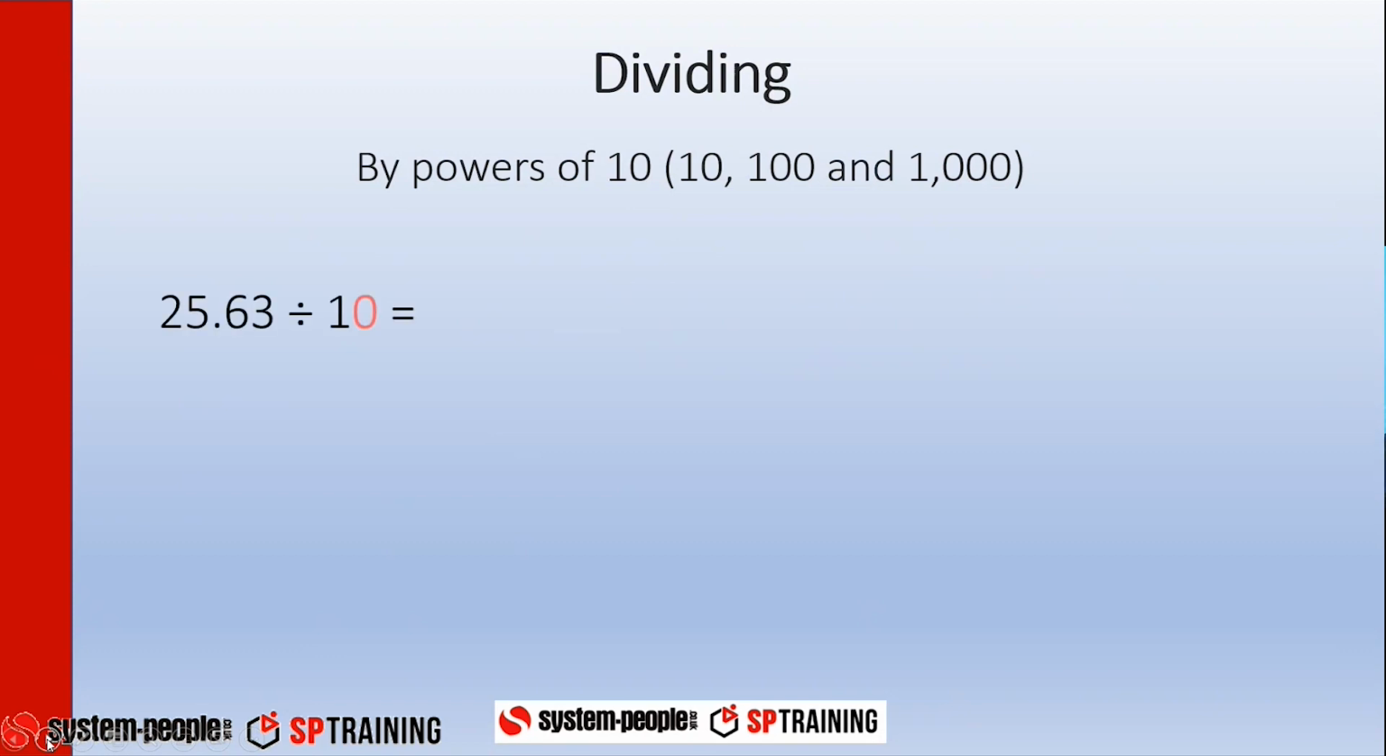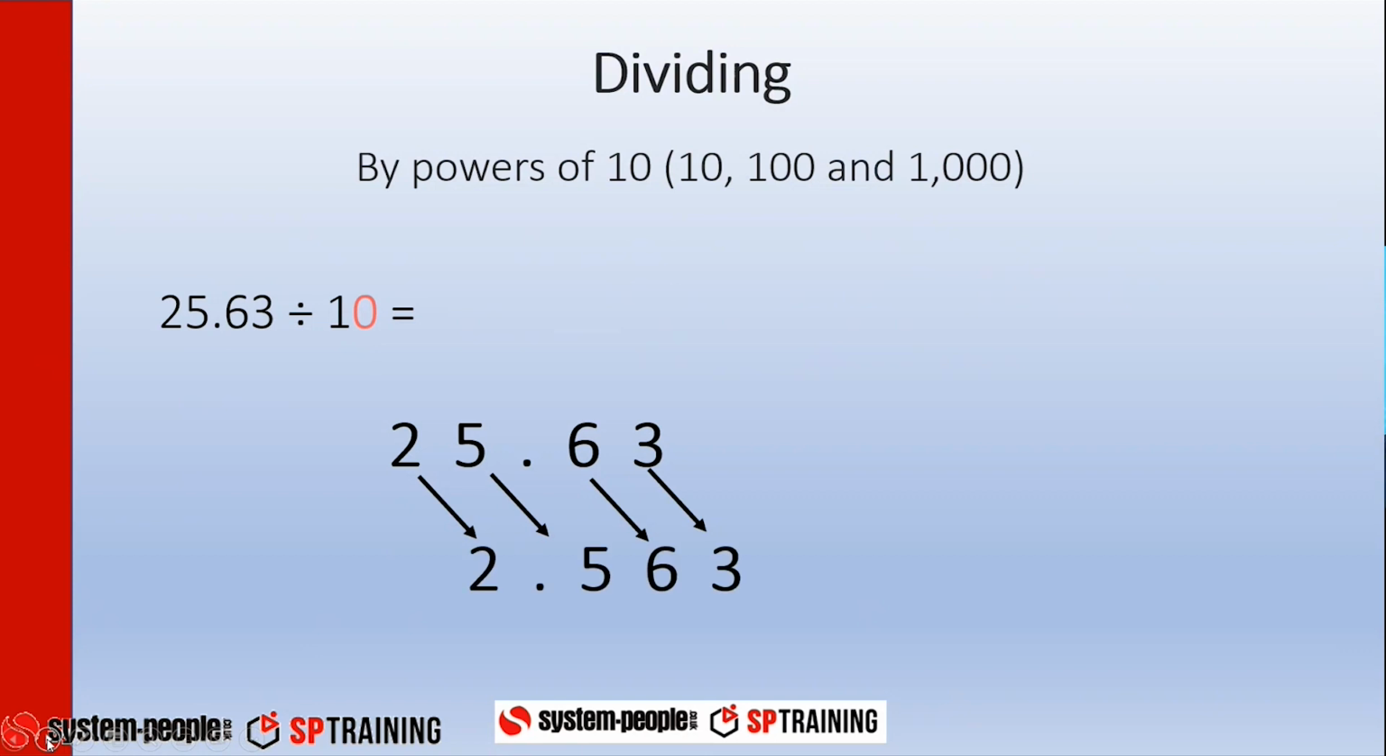So if we got 25.63 divided by 10, what happens is everything moves one place to the right. And again, the decimal point stays put. So everything moves one place to the right. So our 2 tens becomes 2 units. We've got our decimal point.